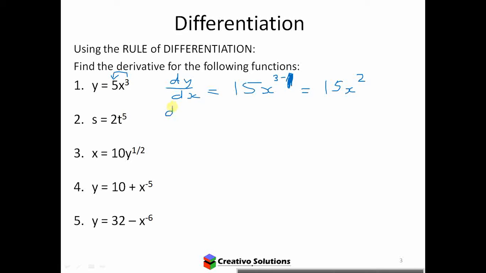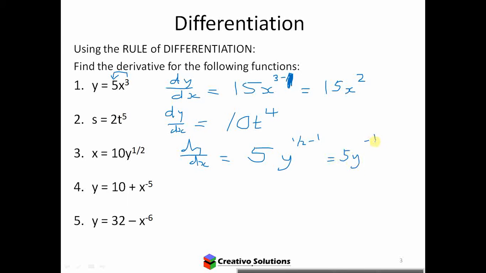Okay, this one equals 10 T to the 4. The next one is 10 multiplied by half, which is 5y to the half minus 1. So 5y to the minus a half, which is 5 over y.